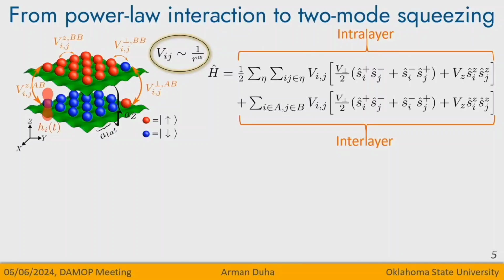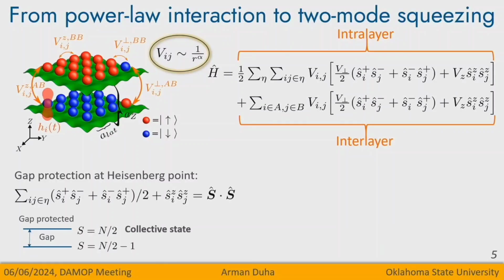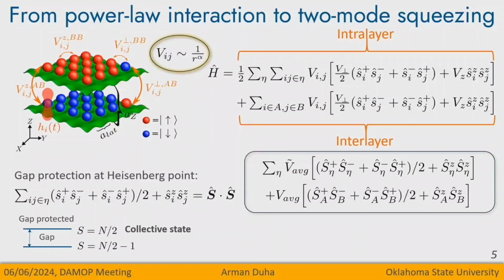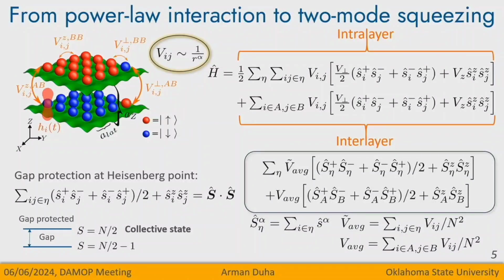The intra-layer part is important because if we choose the Heisenberg point, then a strong intra-layer interaction will gap protect the state to stay in the collective manifold. If we have this collective manifold, then we can write down the Hamiltonian in a simpler way, using the collective spin operators and average interactions, both in the intra-layer and between the two layers.